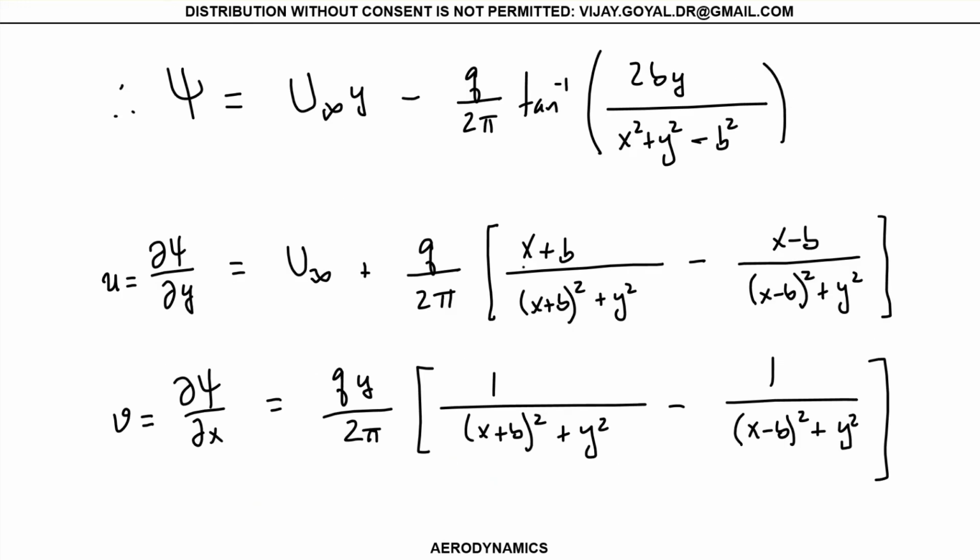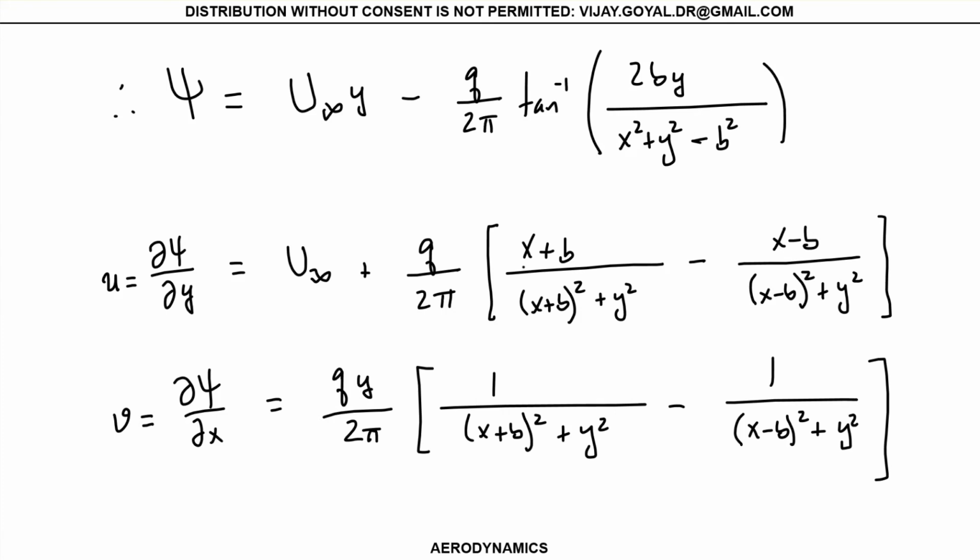So we move on, and so your stream function then becomes this. Okay, so if you want to find your velocity, you take the derivative of this whole thing, and you get this. You want to find your v, you take the derivative of this and you find this. Okay.